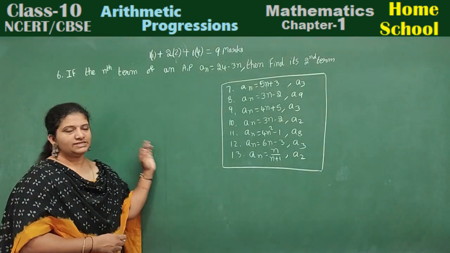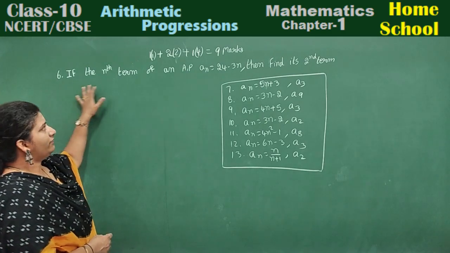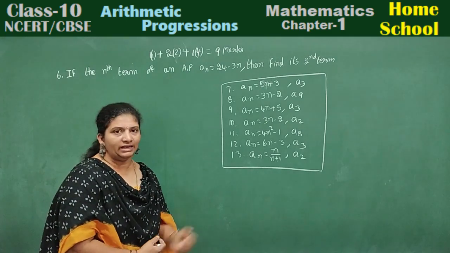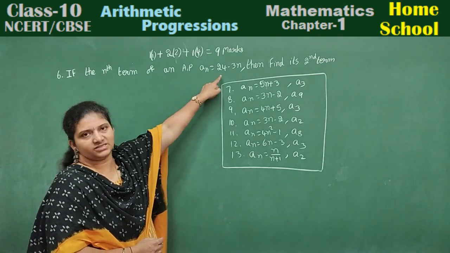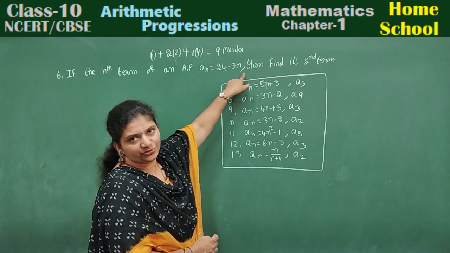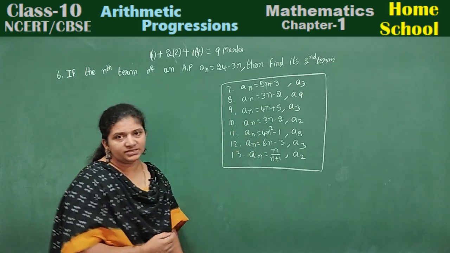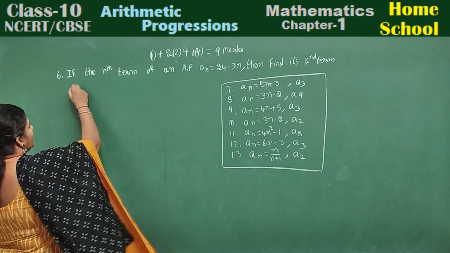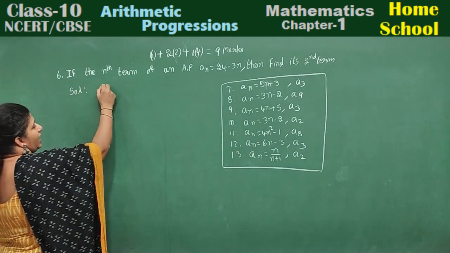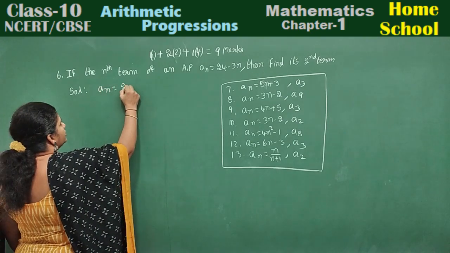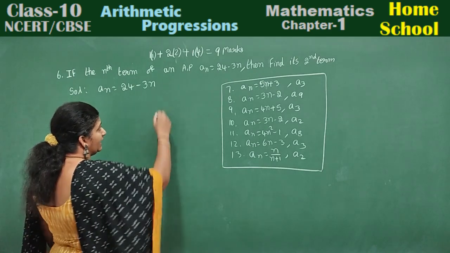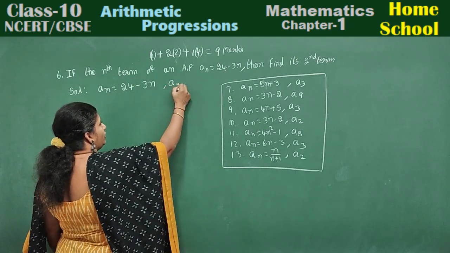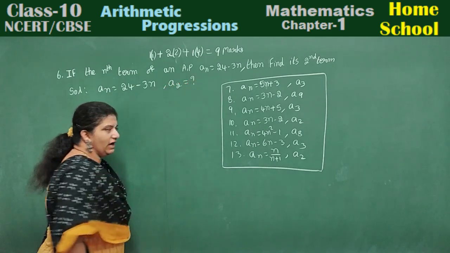Sixth question. If the nth term an of an arithmetic progression is equal to 24 minus 3n, then find its second term. So let's start our solution like this. An is equal to 24 minus 3n. Find its second term means a2 is equal to question mark.